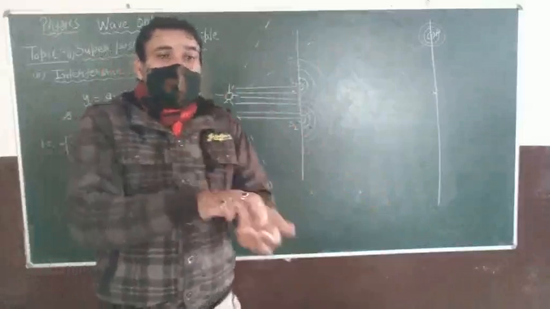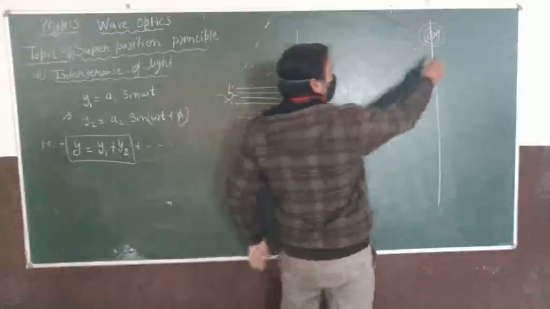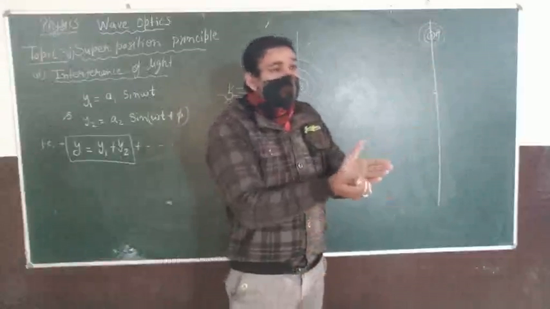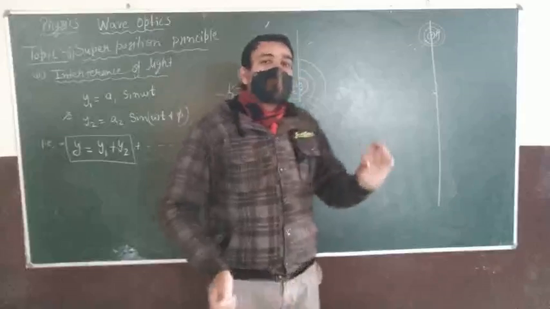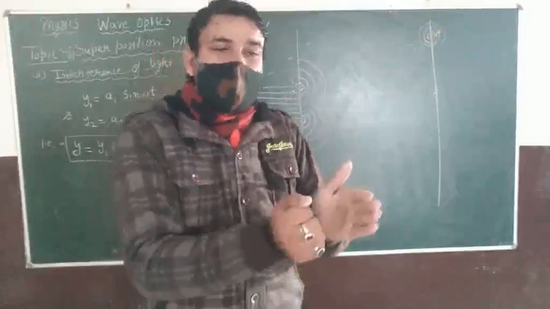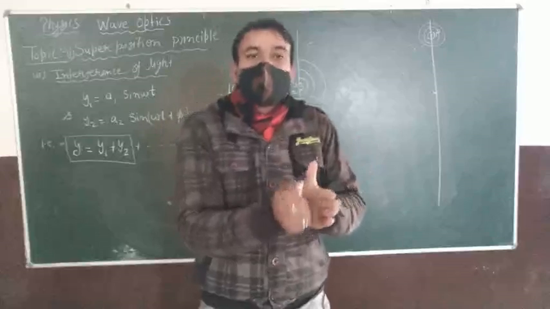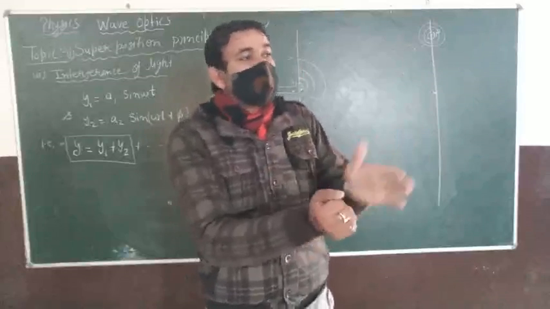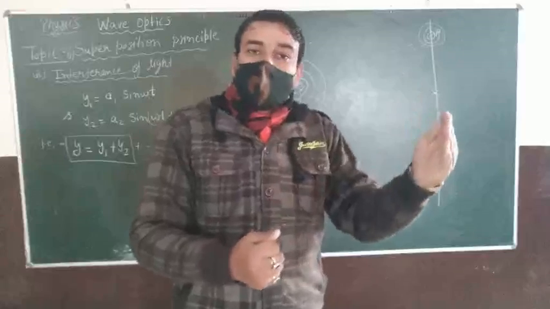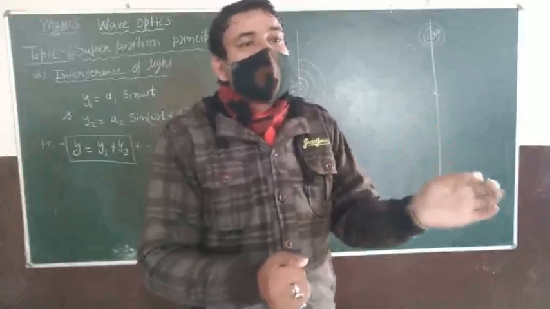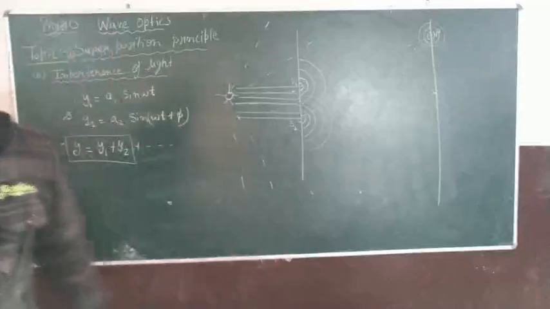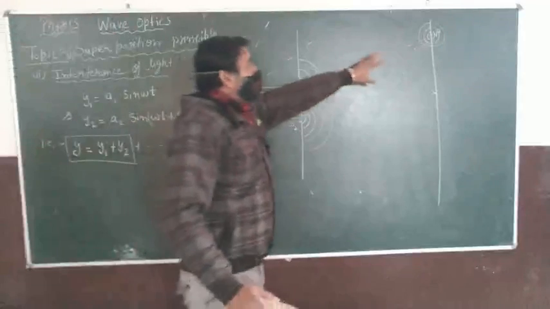In some places the intensity of light is maximum and in some places it is minimum. This is because when the crest and crest of the two waves meet each other, they form a large crest, and similarly when the trough and trough of the two coherent sources meet each other, they form a larger or deeper trough. Secondly, when a trough and a crest meet each other, there is minimum or zero intensity of light.